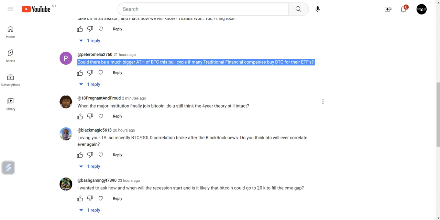Could there be a much bigger all-time high for Bitcoin in this bull cycle if many traditional financial companies buy BTC for their ETFs? Yes, there certainly could be a much bigger all-time high for Bitcoin. The 4-year cycle theory is not based on price points. It's very hard to predict price points or targets for the cycles. I know I've made some observations before. I haven't made predictions because you simply cannot make predictions for it yet. After the halving, I'll have the data to perhaps make a prediction. At this point, I cannot.